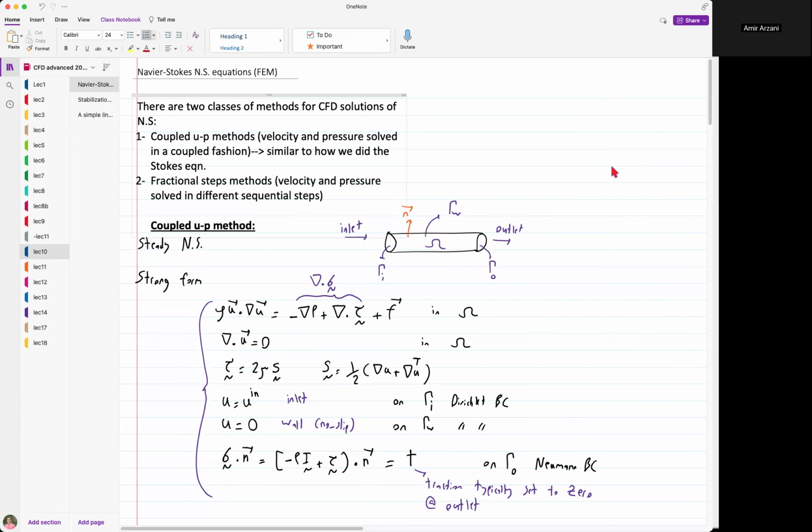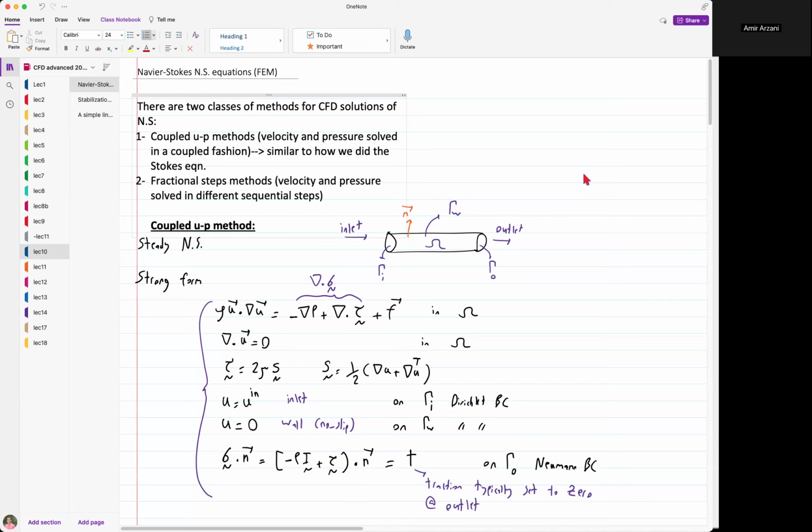Hi, in this lecture, we'll talk about the finite element formulation of the Navier-Stokes equations and specifically the coupled UP approach. So broadly, there are two classes of methods for doing CFD simulations and solving Navier-Stokes equations with the finite element method. The first approach is the coupled UP method, where velocity and pressure are solved in a coupled fashion. This is similar to how we did the Stokes equations in the last lectures.